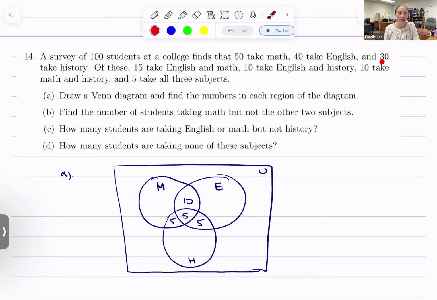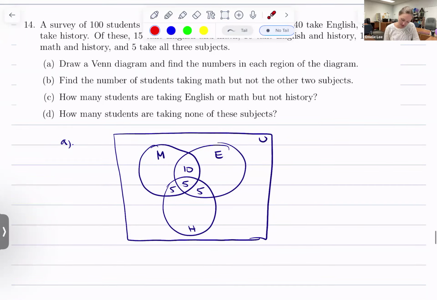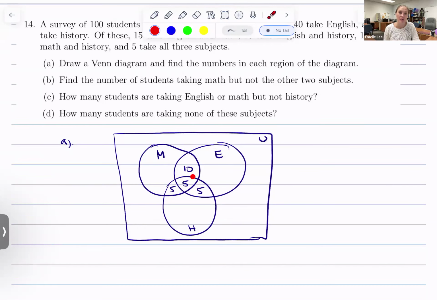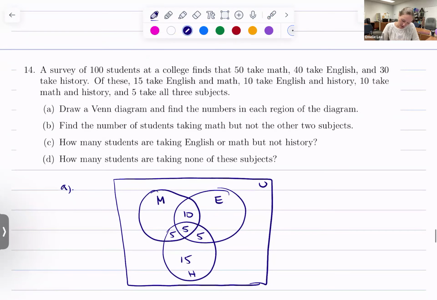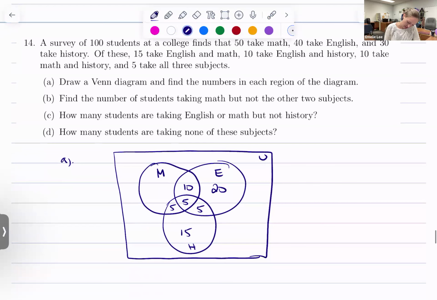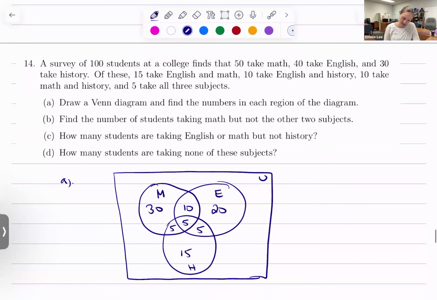Now, 30 take history, which means that my total H circle has to add to 30. But I already have 5 plus 5 plus 5 accounted for, which means I have 15 taking only history of these 3 subjects. 40 take English, which means the full E circle has to be 40, but I already have 20 of these. And same thing for math, 50 take math, but I already have 20 of these. And so I have 30 taking math.